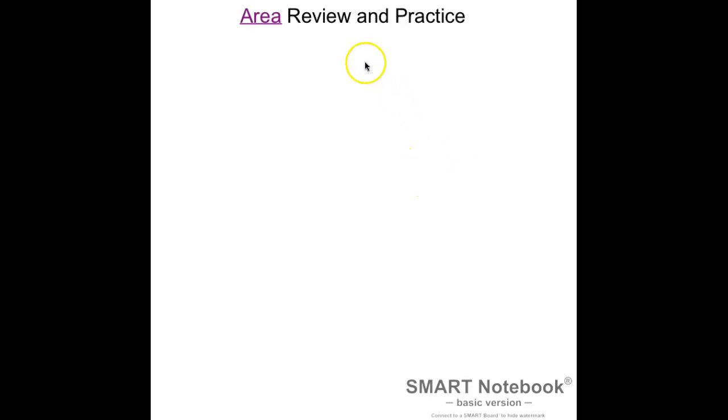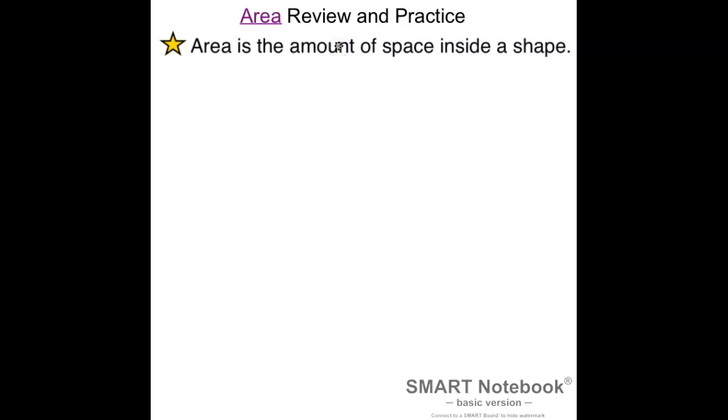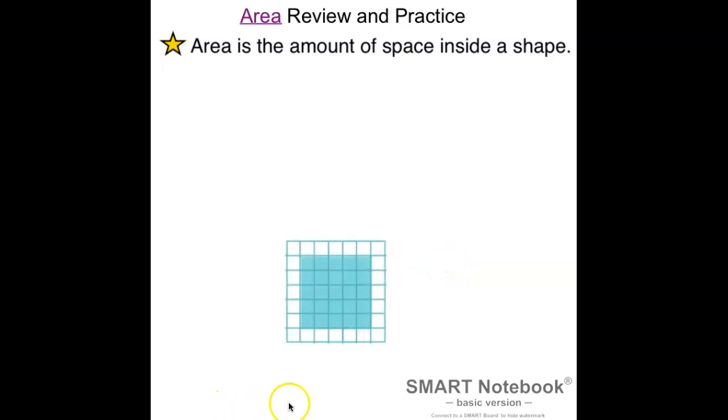So we know that area is the amount of space inside of a shape. If we look at this shape on the grid paper, this space in here is its area. Area is measured in square units. So each of these squares is 1 square unit.